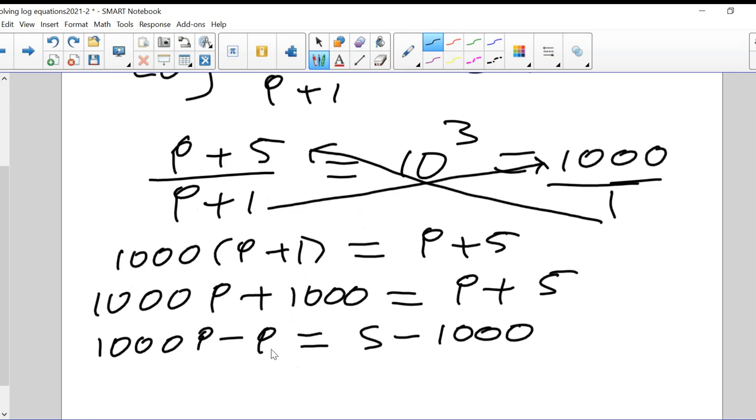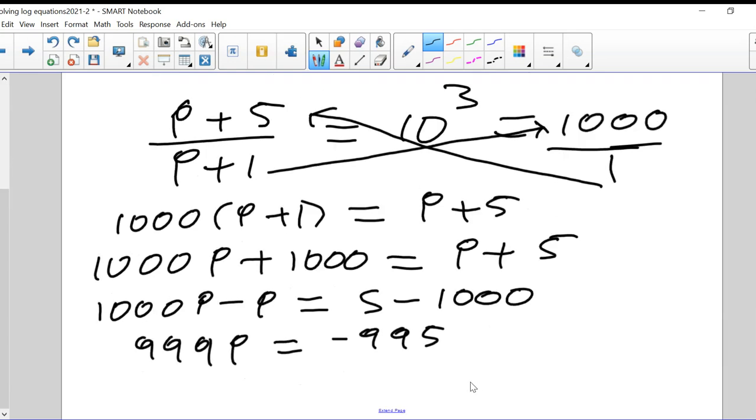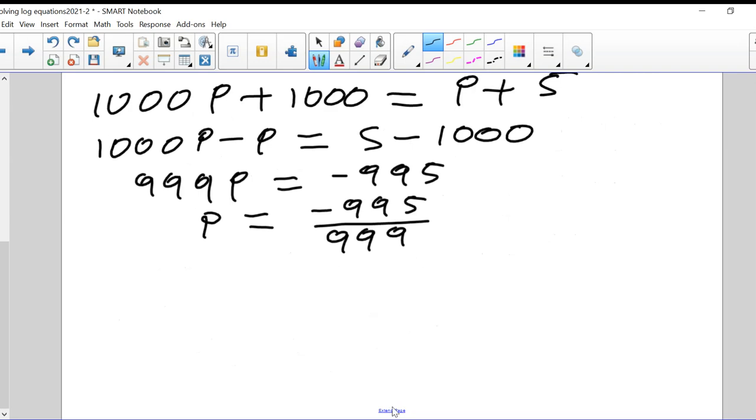So 1,000p minus 1p is equal to 5 minus 1,000. I'm hoping everybody's okay with that. Yes, Caleb? All right. So 1,000 minus 1 is 999p, and 5 minus 1,000 is minus 995, which means that p is equal to minus 995 over 999. Now, that number looks maybe a little suspicious because it's a negative number.